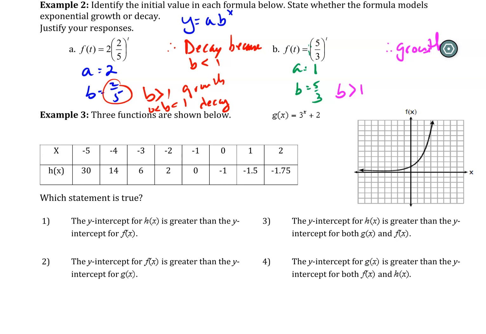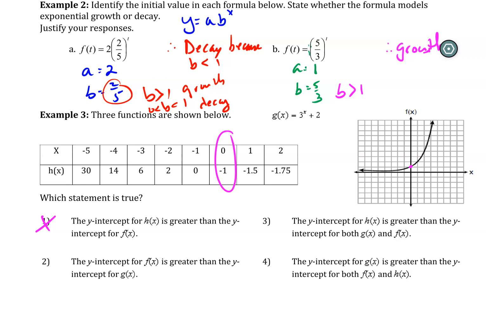So it says here, the y-intercept for h of x is greater than the y-intercept for f of x. Well, h of x's y-intercept, where it crosses, is here. And that would be over here, this information. So that is not correct. This intercept is not larger than that one. That one's out.